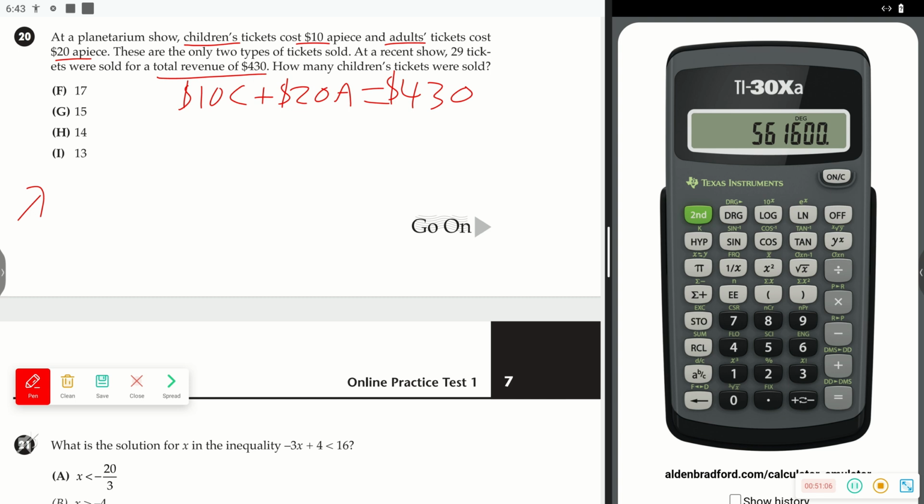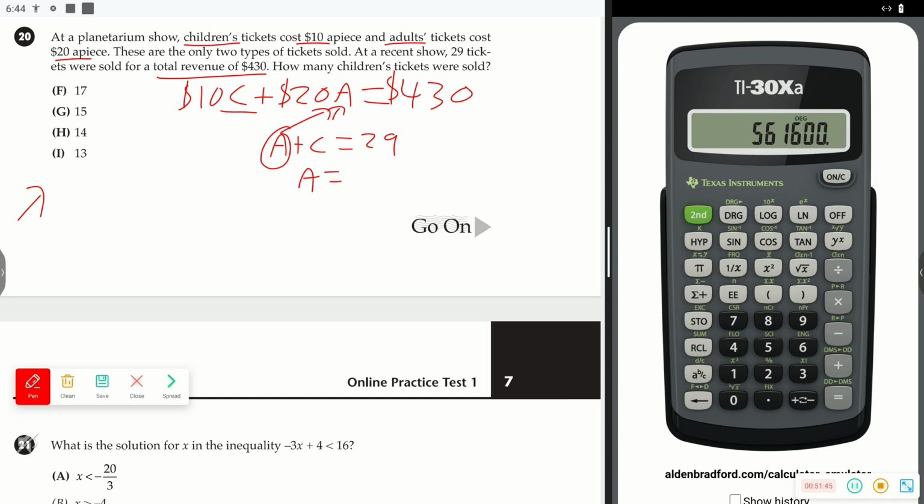So from there, we want to solve for the children's tickets, but we can't just solve for C because we have this variable A here. So we have one equation with 2 unknowns, so we're going to need to write a second equation. We know that the number of adult tickets plus the number of children's tickets equals 29. So we actually want to solve for C. We're going to solve for A, and we're going to plug in the expression that we get for A.